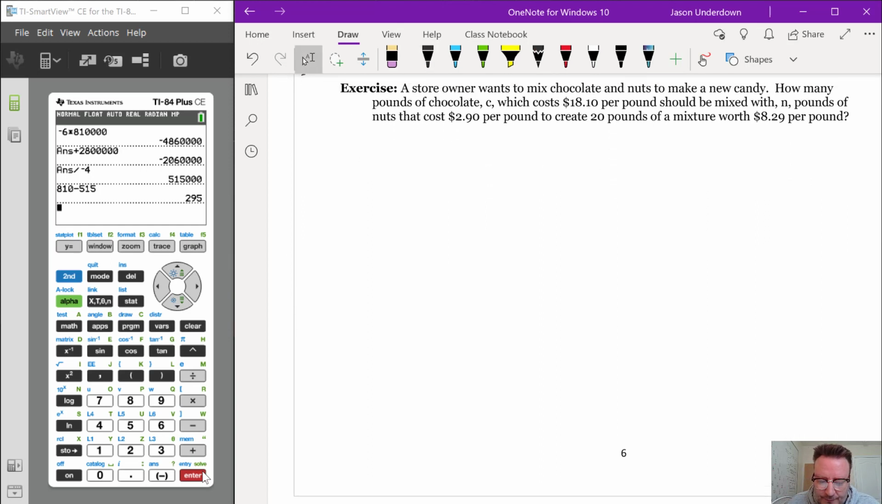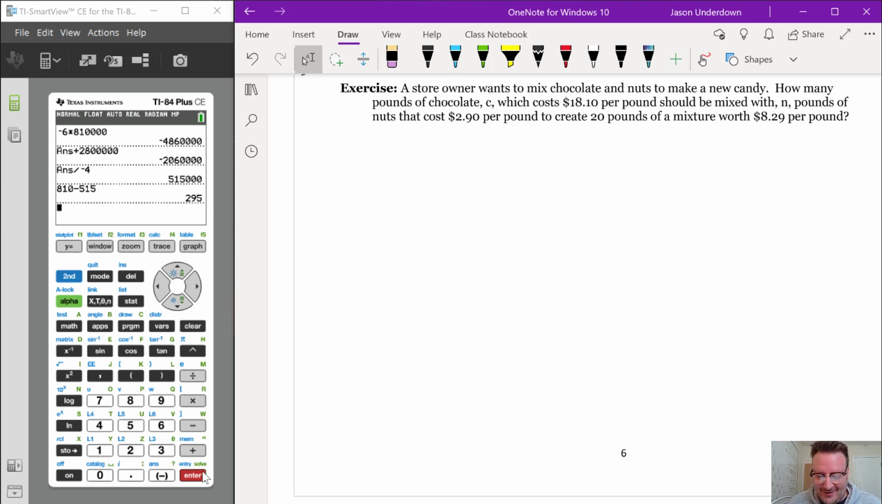Next example. A store owner wants to mix chocolate and nuts to make a new candy. How many pounds of chocolate, C, which costs $18.10 per pound, should be mixed with N pounds of nuts that cost $2.90 per pound to create 20 pounds of a mixture worth $8.29 per pound? Okay, I bet you didn't know that a chocolatier would need algebra to do their work, but apparently you sometimes do.